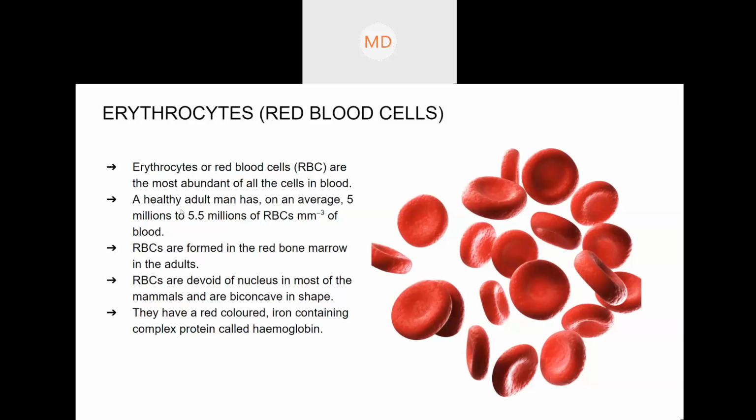Here the measurement is given. You have to memorize it. For a normal adult human being, the number of red blood cells present in the body is 5 million to 5.5 million per cubic millimeter of blood. This is the count. You just need to remember that. There is no other way. Out of all the three blood cells, the red blood cells are the most abundant, the highest quantity in the blood.